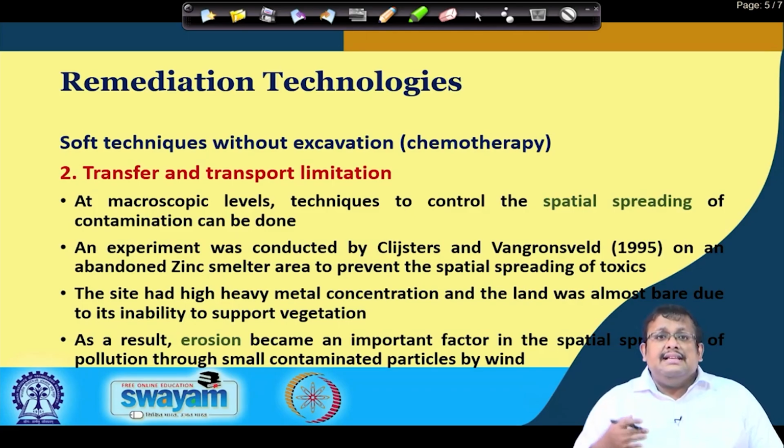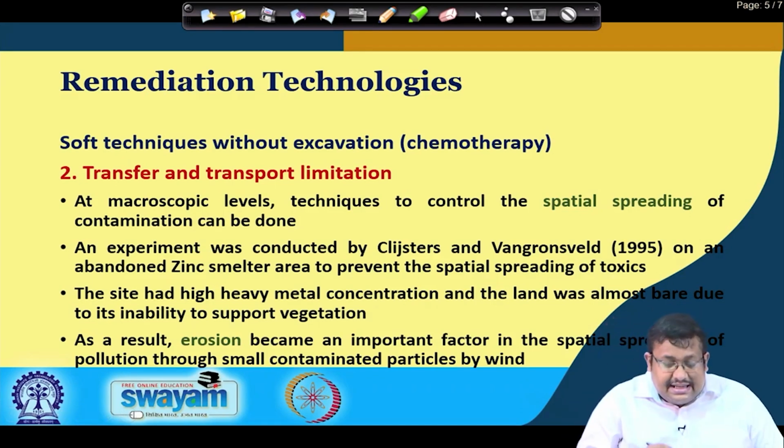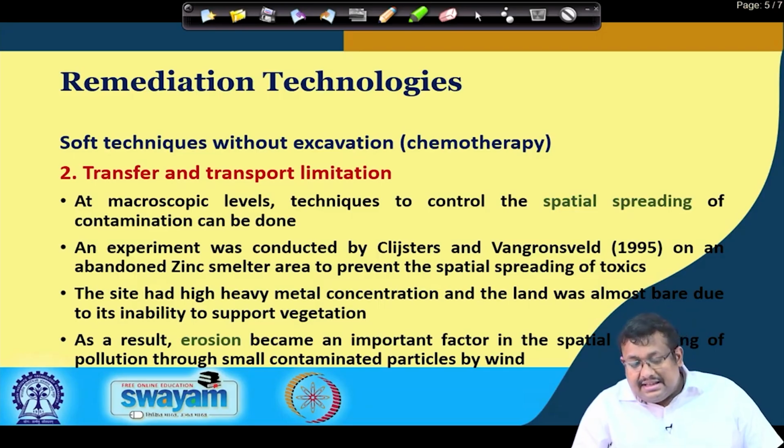The second technique is the transfer and transport limitations. So, at macroscopic levels, techniques to control the spatial spreading of contaminants can be done. An experiment was conducted by Klitzers and other scientists called Van Grobsveld in 1995 on an abandoned zinc smelter area to prevent the spatial spreading of the toxics.